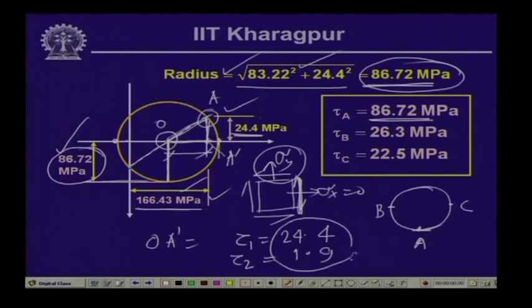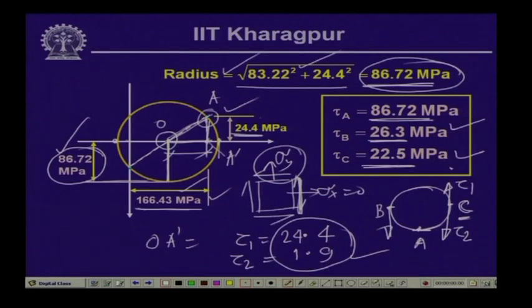So, if we combine this together, tau 1 plus tau 2 is the shearing stress that will be acting at B, which is equal to 26.3 megapascal. At point C we have the difference of tau 1 and tau 2; tau 1 is acting in this direction and tau 2 is acting in this direction. So, the resulting shearing stress at C is equal to 24.4 minus 1.9, which is equal to 22.5 megapascal.